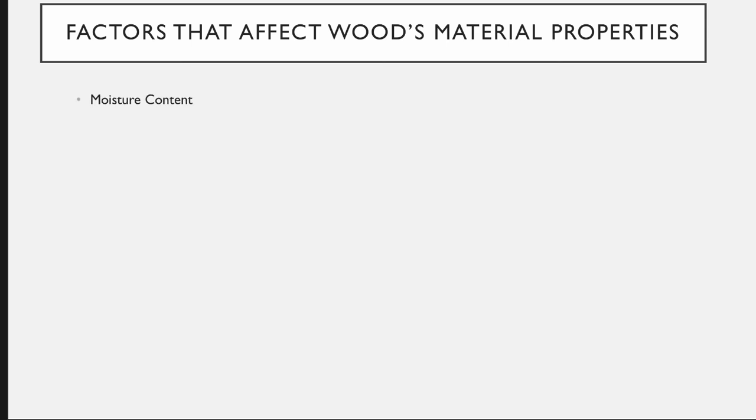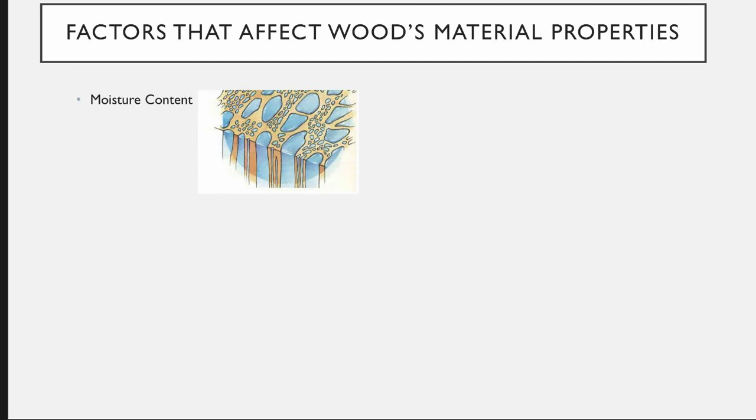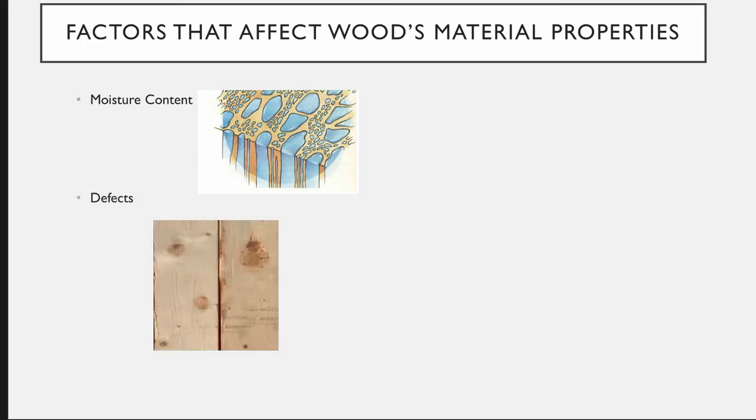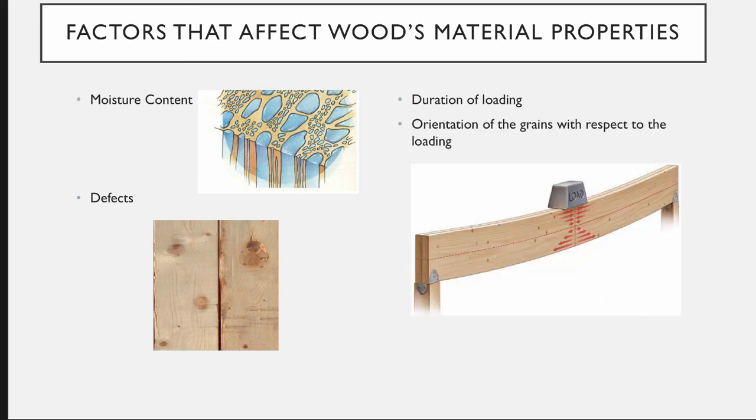So these are the basic ideas of strength in the wood, but what are some other factors that could affect the material properties? Well, one is moisture content. How much moisture is in the actual tracheids and vessels versus the cell walls or the open space in between? Defects. How many of these knots do you have? How is the board warped, or what state is it in? We have the duration of the load and the orientation of the grains with respect to the loading. So how long is that load going to be on there? And is the stress I'm creating parallel to grain, perpendicular to grain, or has my board been cut such that I'm at an angle to grain?